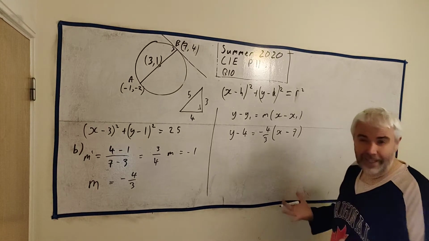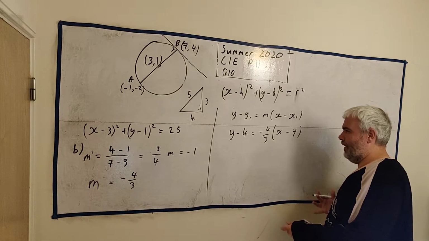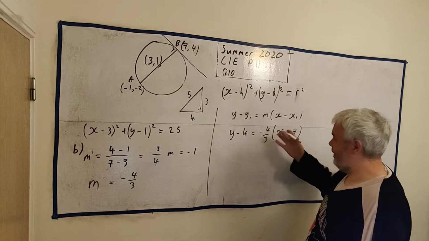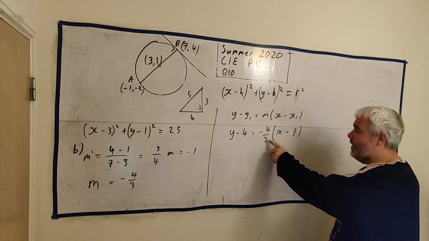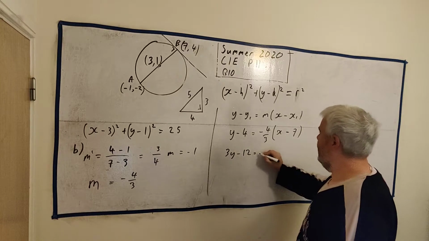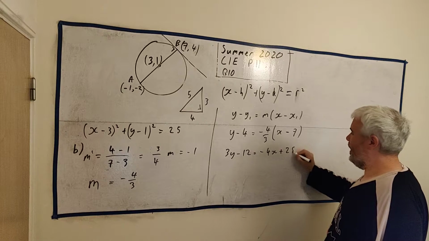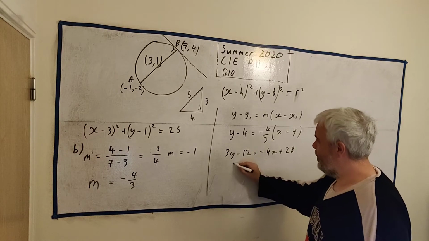You're finished. I would clean it up a bit. There's two ways to clean it up. Let me do the way I don't like first. In this case, it looks a bit neater maybe. Multiply everything by 3, we get 3y minus 12 is equal to, multiply this in, minus 4x plus 28. X's and y's on the same side.